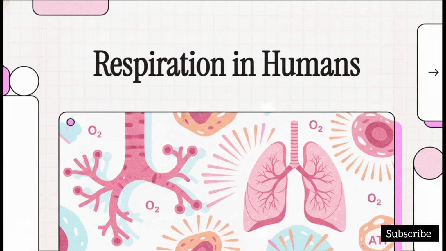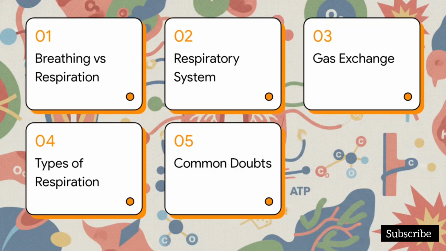I'm super excited to guide you through this because understanding this process is essentially understanding how your body powers itself every single second of every single day. All right, let's jump right in. Here's our roadmap for today. We're going to cover breathing versus respiration, map out the human respiratory system, look at how gas exchange works, break down aerobic and anaerobic respiration, and finally tackle some common student doubts.